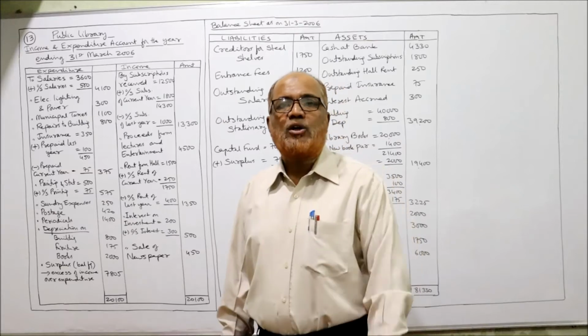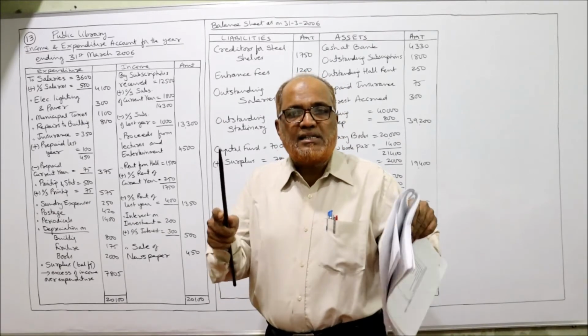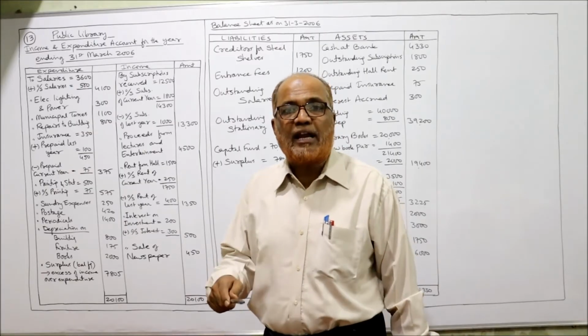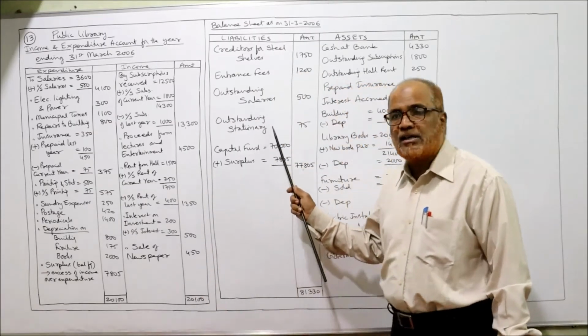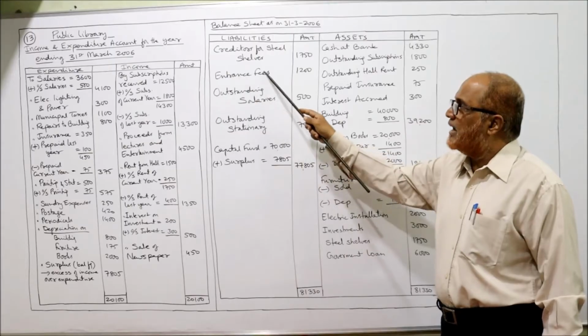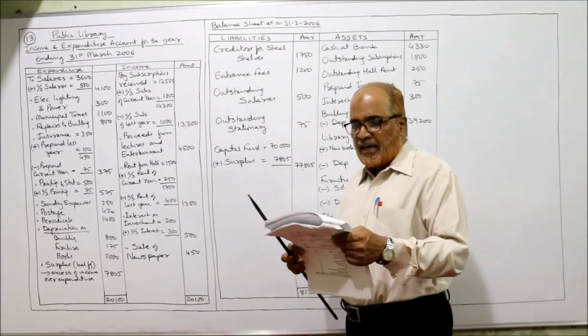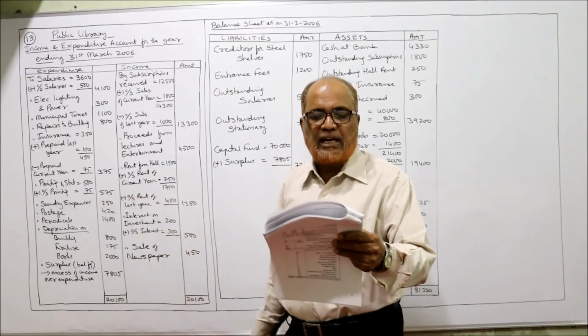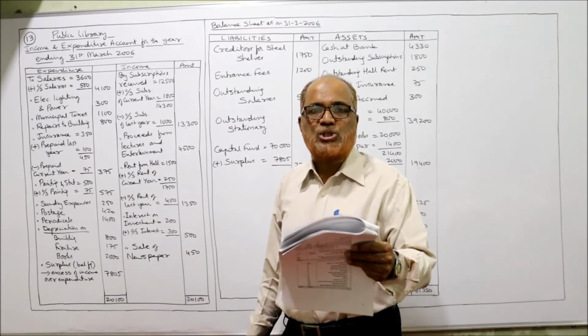Then entrance fees are to be capitalized. So in the receipts and payments account, entrance fees is given on the receipt side. That is to be capitalized. Capitalized means it should be taken on the liability side. On the liability side you can see entrance fees 1200. Next, you are required to prepare income and expenditure account and balance sheet for the year ended 31st March 2006.